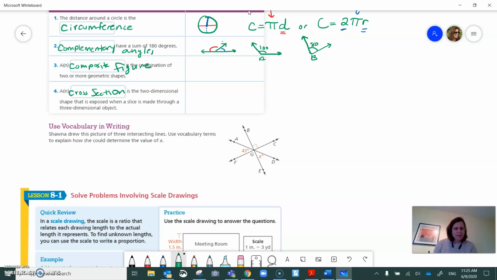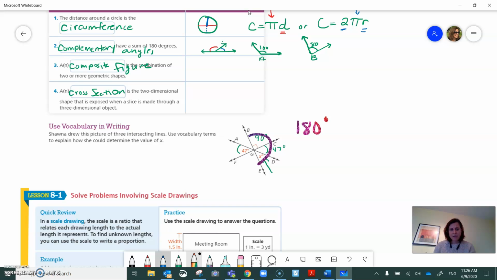And then down here, Shauna drew this picture of 3 intersecting lines, and used vocabulary terms to explain how she could determine the value of x. There's lots of ways that she could do that. One thing I definitely know, this angle and this angle are vertical, which means this is also 47 degrees. Vertical angles are congruent. This angle is a right angle, which means it's 90 degrees. And what I notice is if I take all 3 of these and put them together, I end up with half a circle, or a straight line, which is 180 degrees.